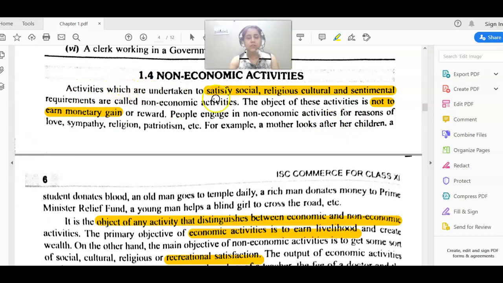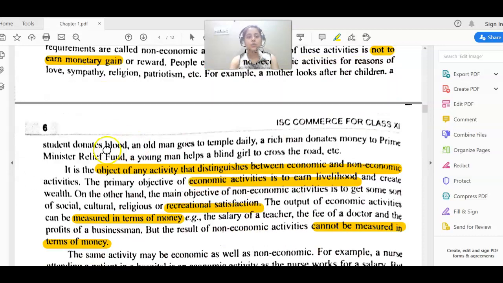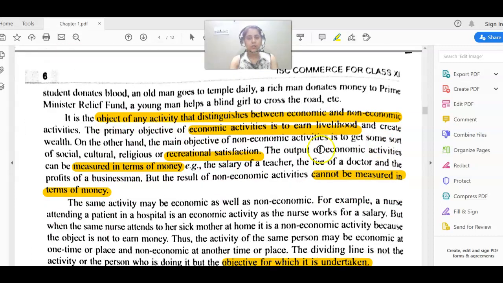Activities which are undertaken to satisfy social, religious, cultural, and sentimental requirements are called non-economic activities. The object of these activities is not to create monetary gain or reward. People engage in non-economic activities for reasons of love, sympathy, religion, patriotism, etc. For example, a mother looks after her children, a student donates blood. If you see, these activities are not for earning money. No mother is earning money after looking after her children or cooking food. An old man goes to the temple daily, a rich man donates money to the Prime Minister's relief fund, etc.